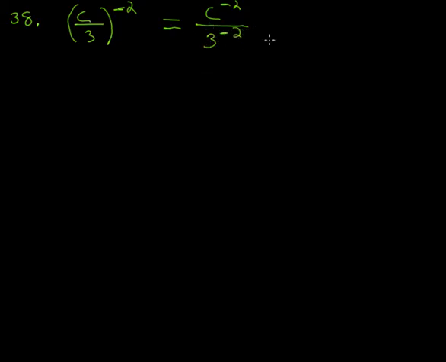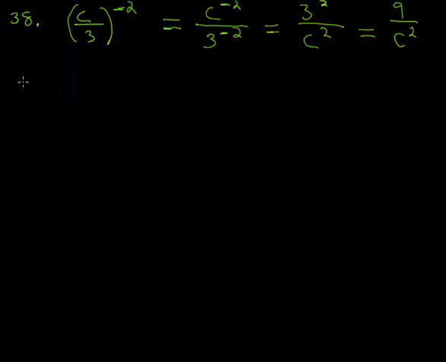But remember, the negative sign lets me pull this upstairs, as 3 squared upstairs, and pull this downstairs as c squared downstairs. Because the negative sign pulls you to the other side of the fraction and makes that power positive. And so I have 9 over c squared. All right, so all these rules stack together nicely.